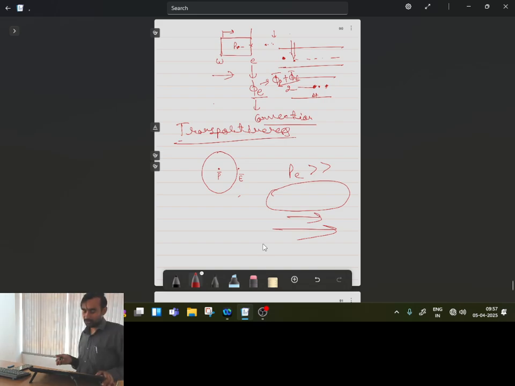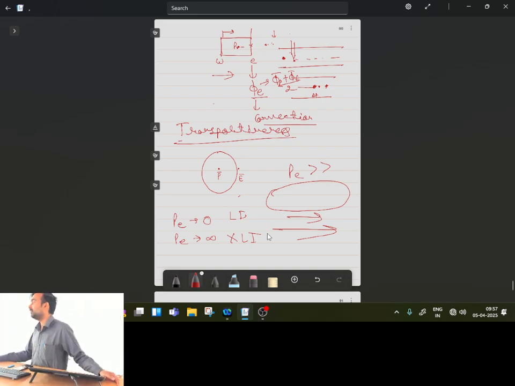So when Peclet number is approaching 0, which is a situation of almost pure diffusion, there the linear interpolation will be working fine. When Peclet number is approaching infinity, linear interpolation will not work, because ultimately that problem is becoming convection dominant, and for convection dominant the preference to direction has to be given.